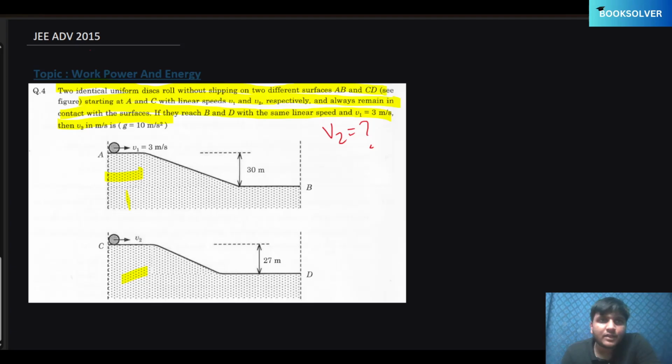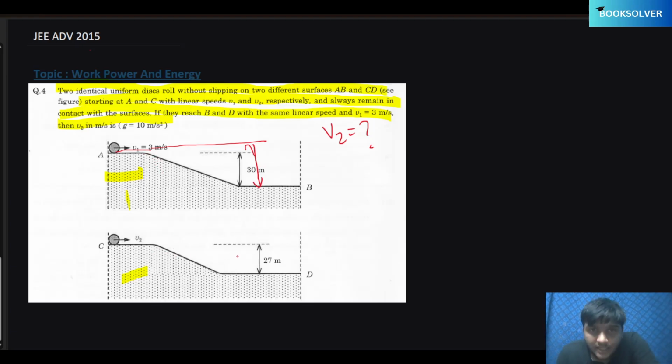So one thing that we can do here is apply energy conservation. Since they are not losing contact and rolling without slipping, there is no loss due to friction. We can write all the kinetic energy and potential energy. Rolling from here to here, there is no loss due to friction, and the loss in gravitational potential energy will be converted into kinetic energy.